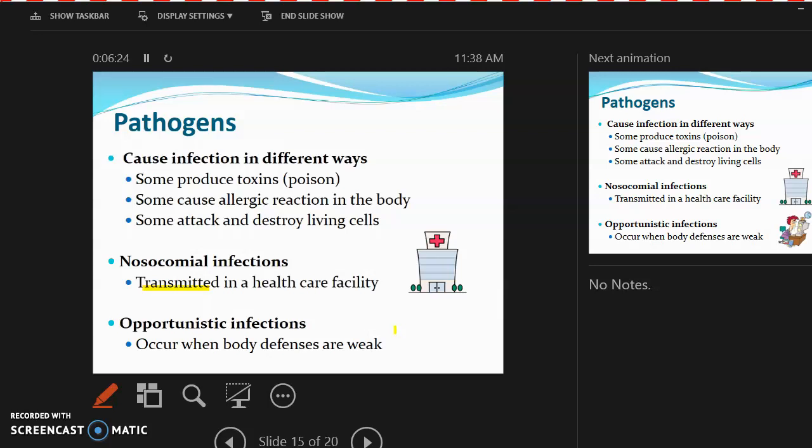Pathogens cause infections in different ways. They can produce toxins such as poison. They could cause allergic reactions in your body, and some attack and destroy living cells. Nosocomial infections are transmitted in healthcare facilities, so maybe you go to the hospital and that's where you get them. Opportunistic infections occur when the body's defenses are weak, so if you have a weak immune system, that's where that comes from.